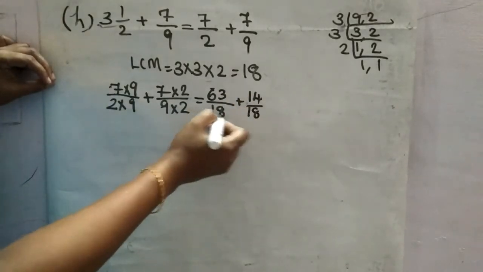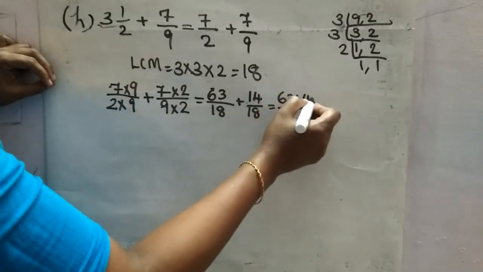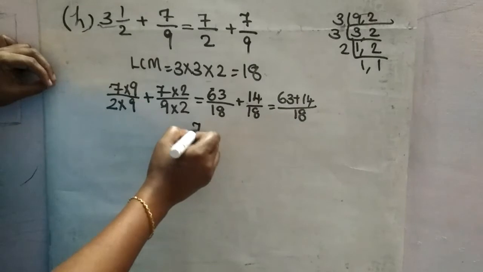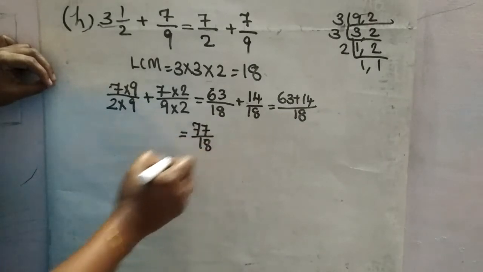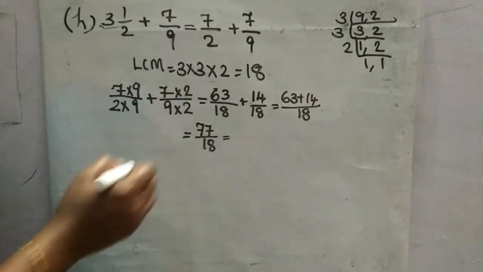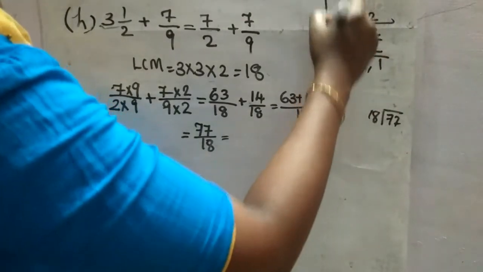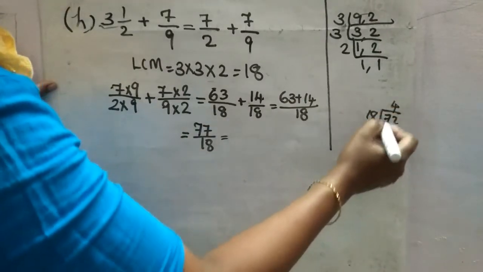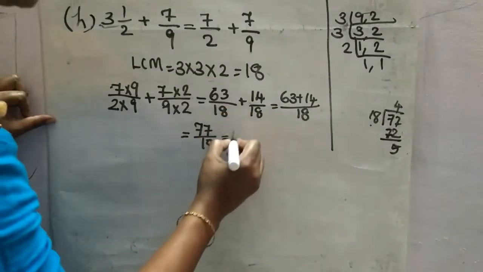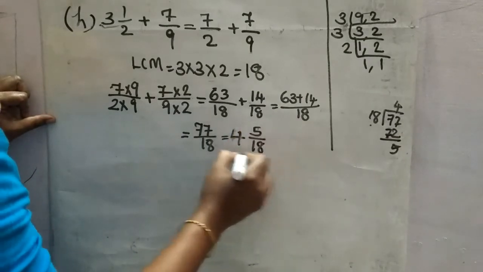by 18. Now the denominators are the same. Then add the numerators, 63 plus 14 by 18. 63 plus 14. What did you get? 77 by 18. It is an improper fraction. So convert it into a mixed fraction. How will you convert? Yes, divide 77 by 18. What did you get? How many times will it go? So the answer is 4. Remainder write on the top, divisor the same.